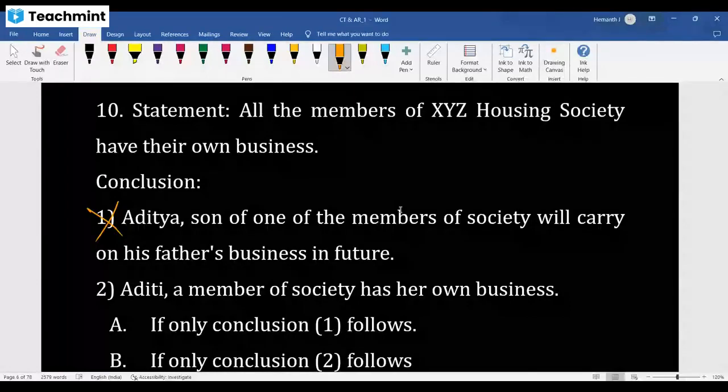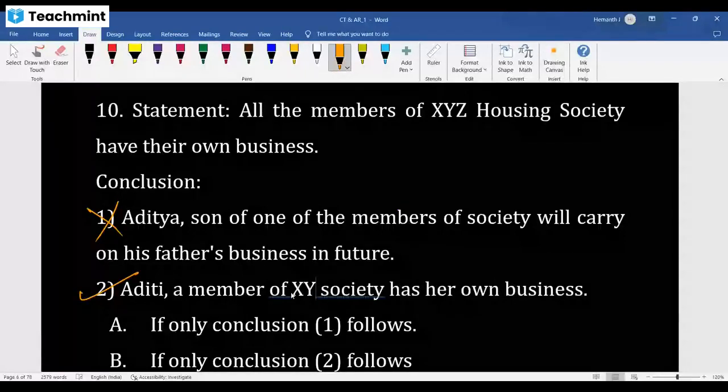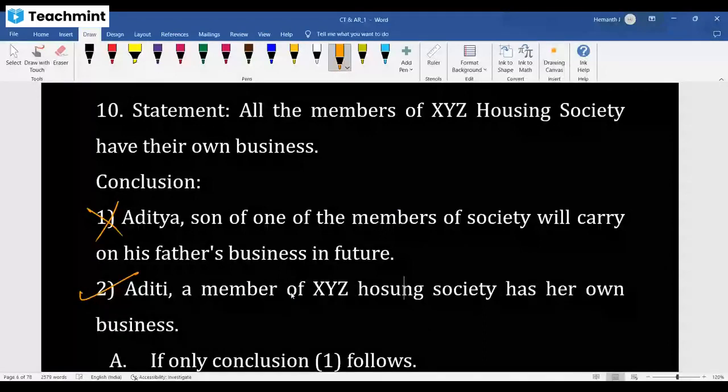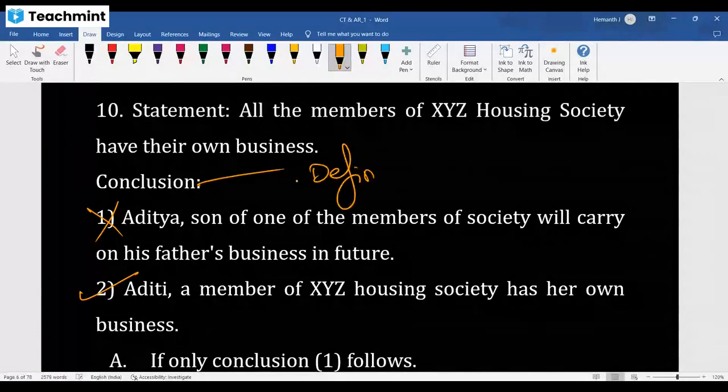But the second one, Aditi, a member of society, has her own business. Yeah, that's what they said, right? So members of this XYZ society, specifically XYZ Housing Society only, as this is a continuation of that question. XYZ Housing Society, Aditi, member of that, has her own business is correct. So the members of the society have their own business. Their children may carry it on or may not. Conclusion means definitely true, always true. That you keep in mind.